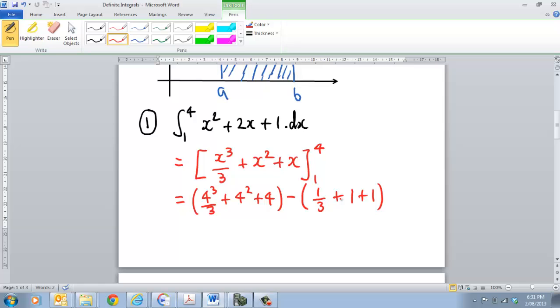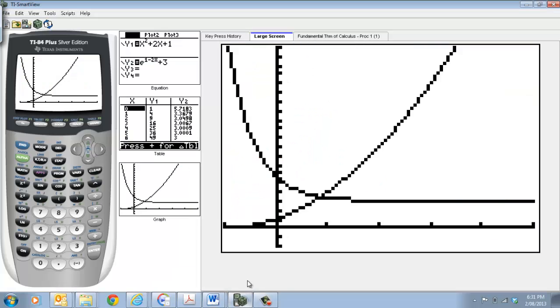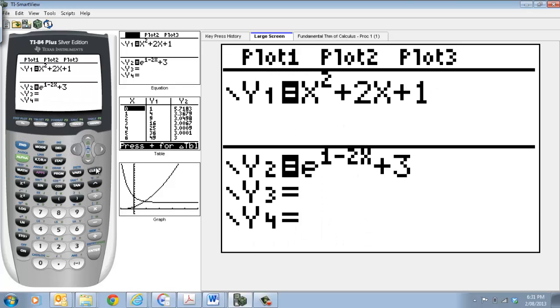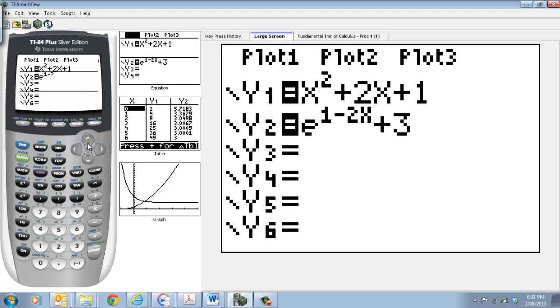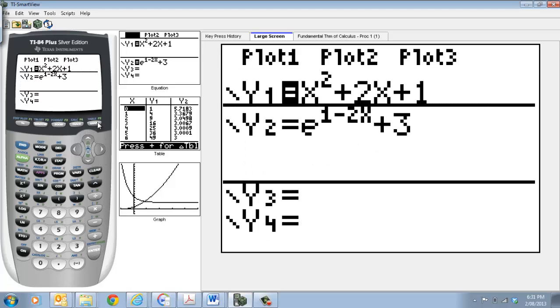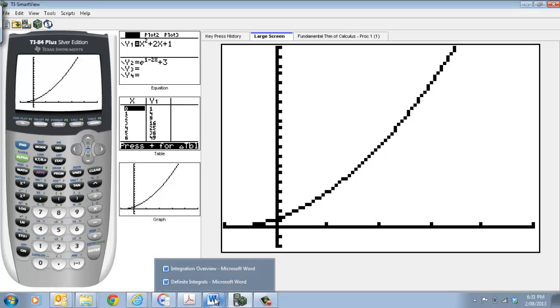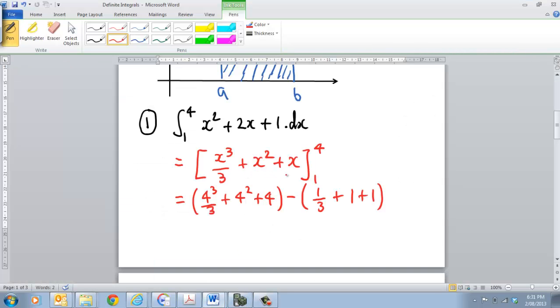What I would do with this particular case is I'll come to my calculator. If I come to my graphing, and we'll just put our first function in, I'll just turn this other one off. Right, so if I graph that, that in fact is my function, isn't it? That's the function I just found there in terms of what I'm looking at. Alright, so I'm looking at the integral of that function from 1 to 4.